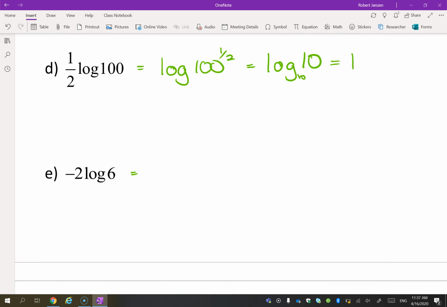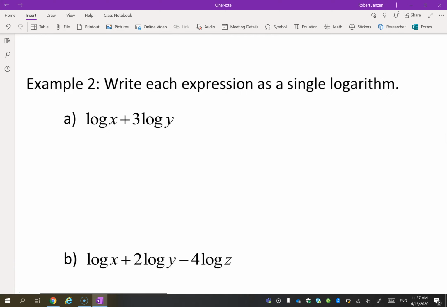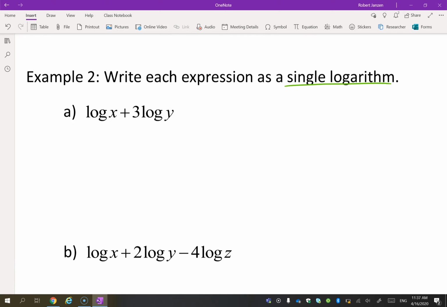Alright, let's try this one. So this is going to be log 6 to the negative 2, which is log 1 over 36. And this we can't evaluate. Okay, so here's a common question. Write as a single log. So we're going to use our log laws to try to condense this to just one log. Okay, so the first thing I know is I could put this 3 back on the y. Alright, and then I see one exponent added to another one. So this would be x times y cubed.